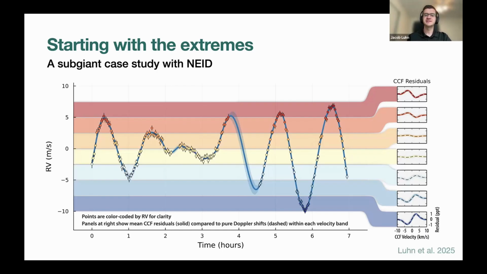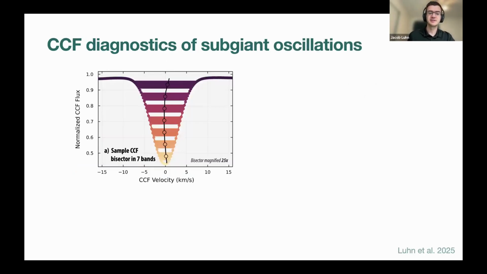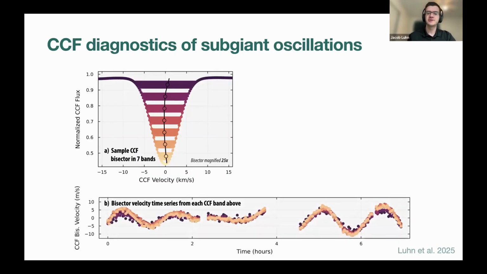We can do a similar investigation directly on the CCF, and we can compute the bisector velocity for individual portions of the CCF. When we view those time series for each of these bands of the CCF, we maybe see this a little more clearly. Each band's velocities are in sync, implying that the whole CCF is moving together.